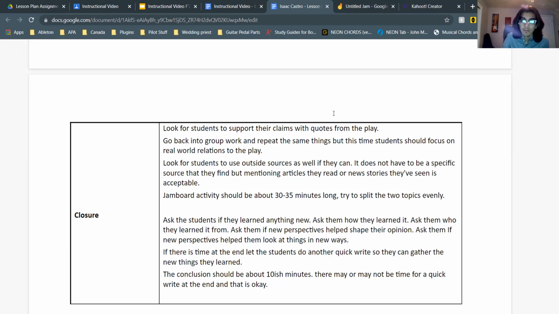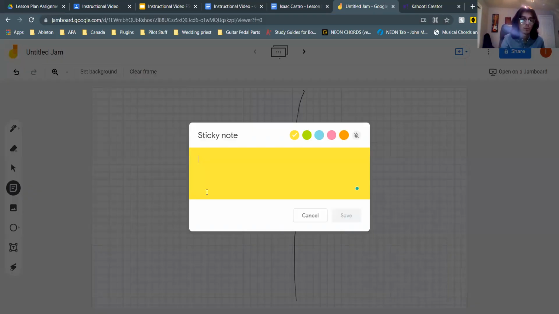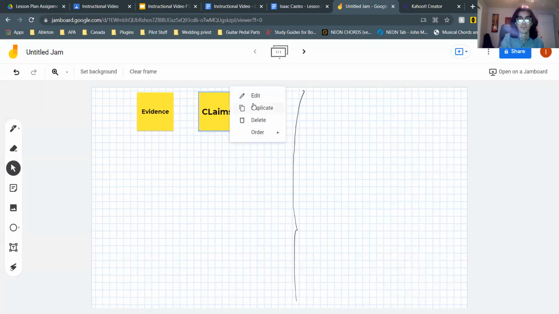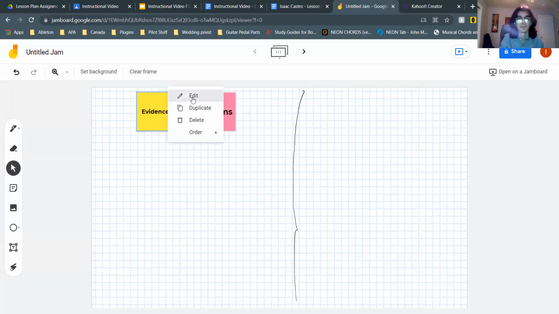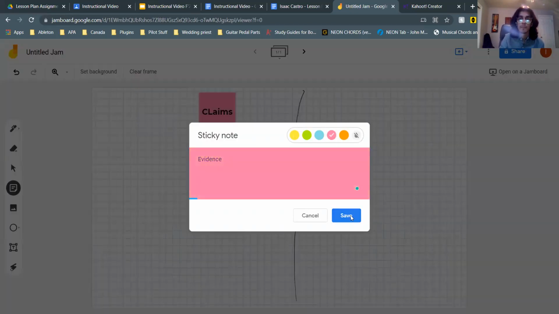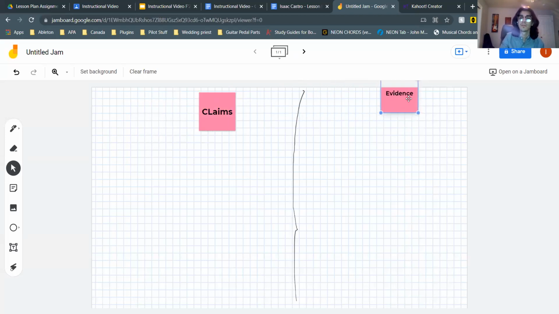And yeah, so let's go back to the Jamboard real quick. So it's gonna be like, you can do evidence, and I'll set this all up beforehand. And so you can put one on each side, you can change the color of them, make them pink. So you do this, and then students just start throwing stuff on.